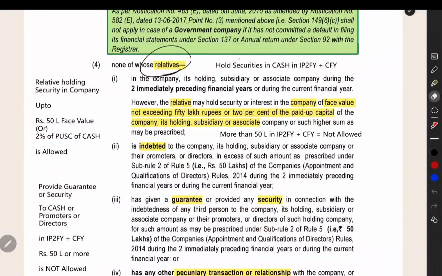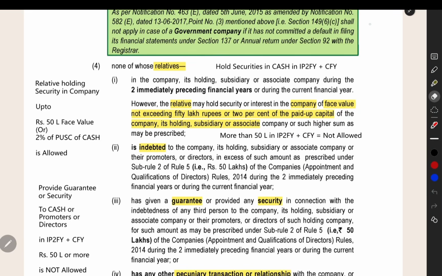Your relatives should not hold any securities in the cash in the immediately preceding 2 financial years and current financial year. But we have an exception. A relative holding a security in the company up to 50 lakh face value he can hold, or 2% of paid up share capital of cash. This he can hold. That is allowed for the relative, not for the independent director, but for the relative. If the relative is getting any loan from the company more than 50 lakh in the immediately 2 preceding financial years and the current financial year, then you are not allowed to be an independent director. Your relative should not get a loan from the company.